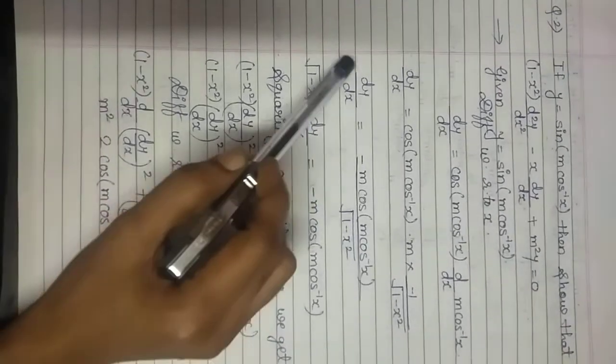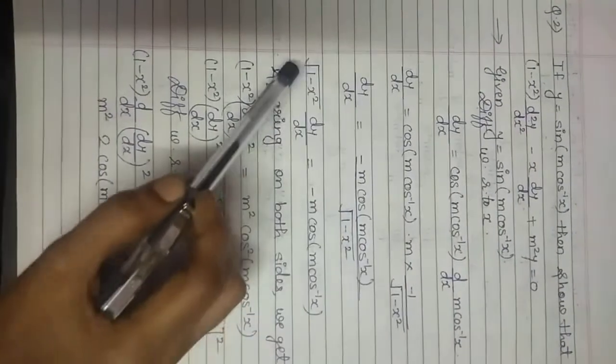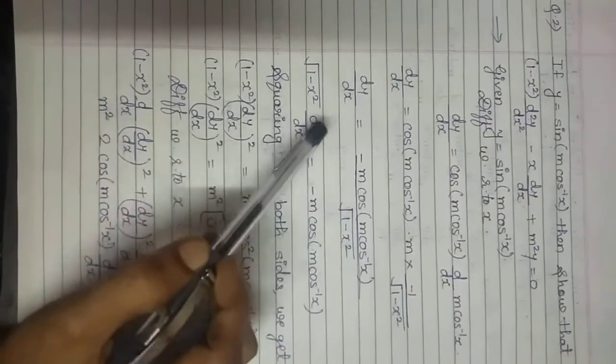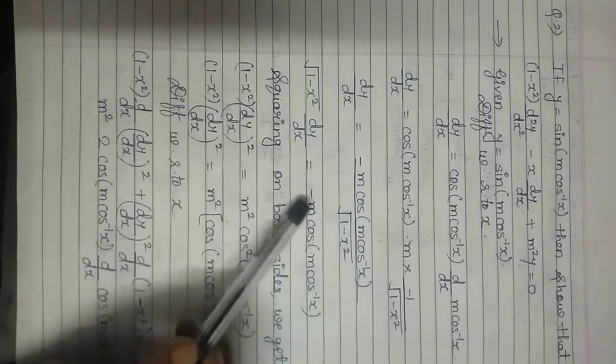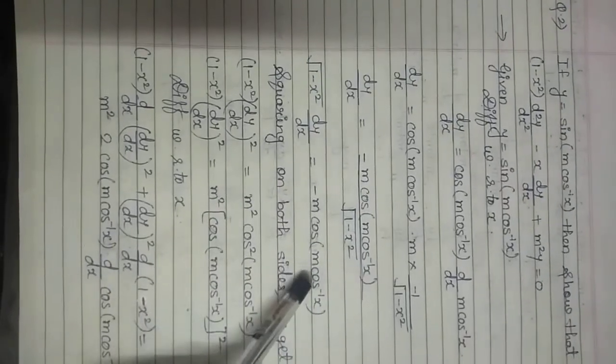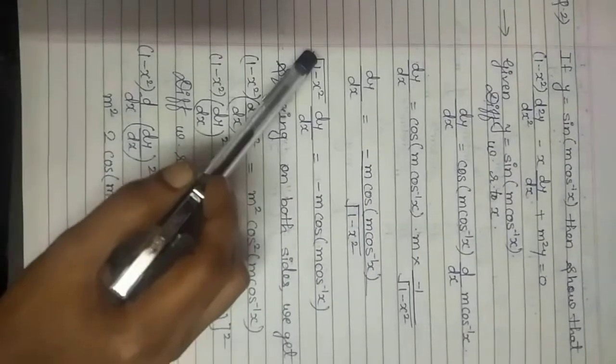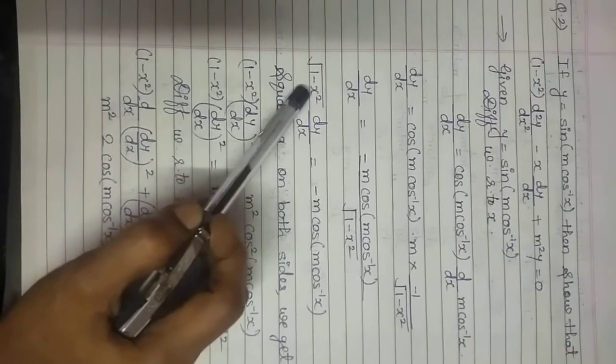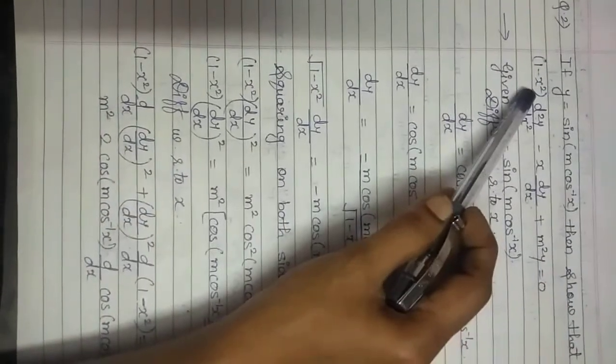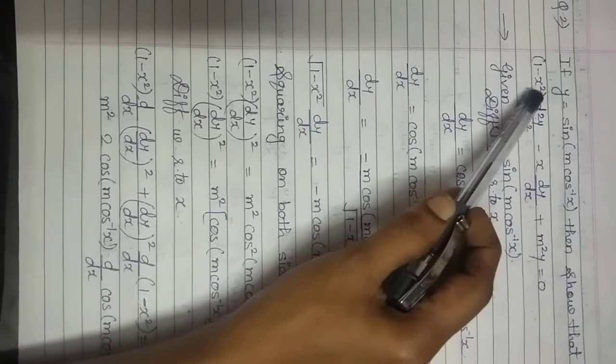So shifting this root term to LHS, we will get under root 1 minus x square dy by dx is equal to minus m into cos of m into cos inverse of x. Now since square root is present here, and if we observe the required term, then root is not present in the required term.